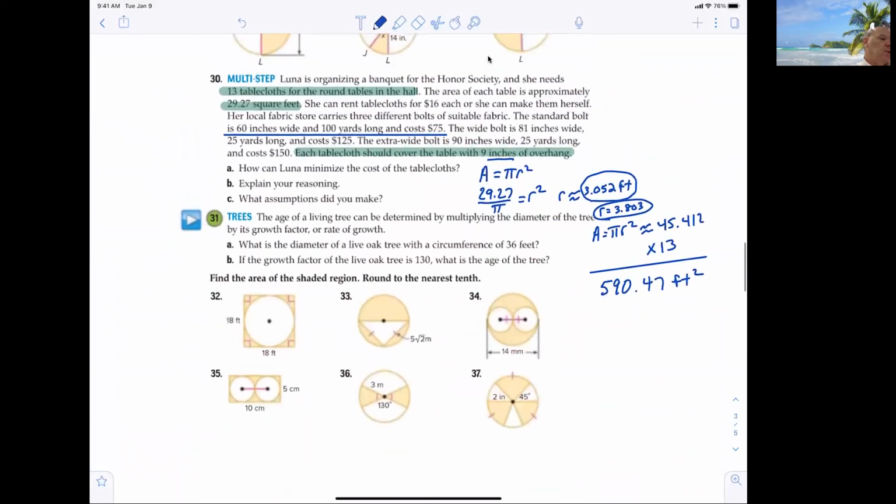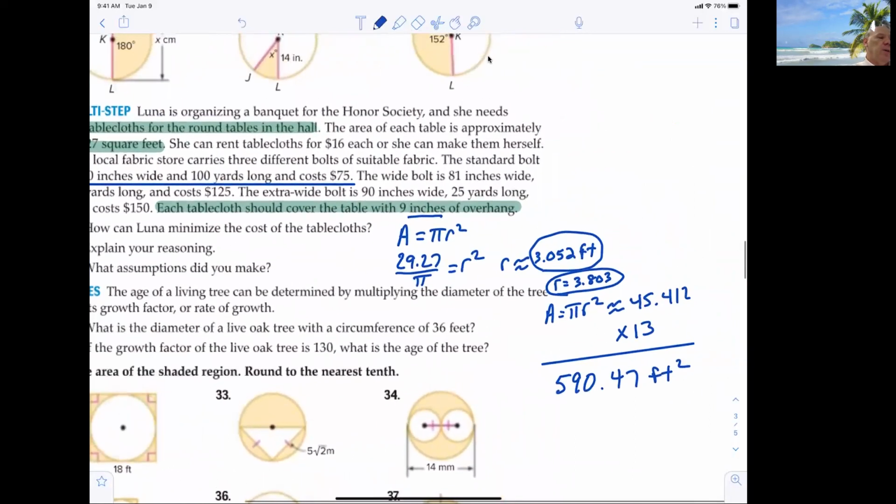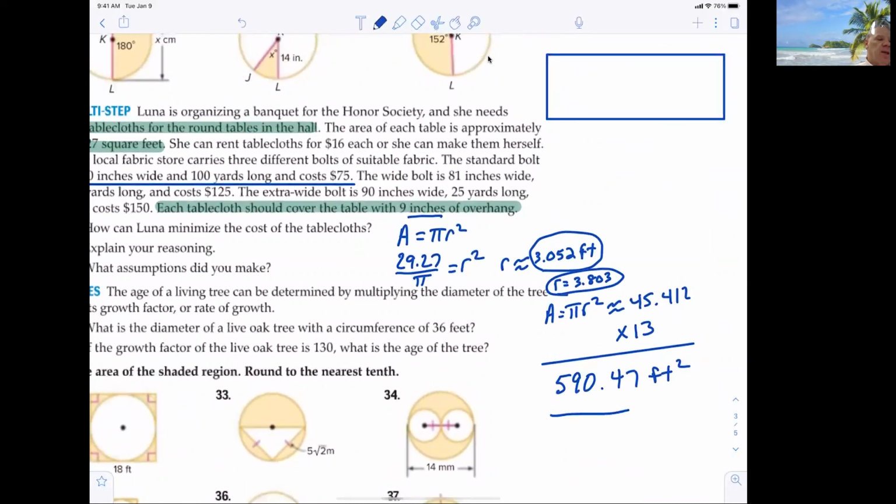Yeah, because first of all, I should have just crossed this one out. But again, we'll just discuss it real quick. First of all, when you make something into a rectangle, which is what the fabric is, does everybody agree with that? Does this area, if I have 590.47 square feet here, and this is 600 square feet, am I good?